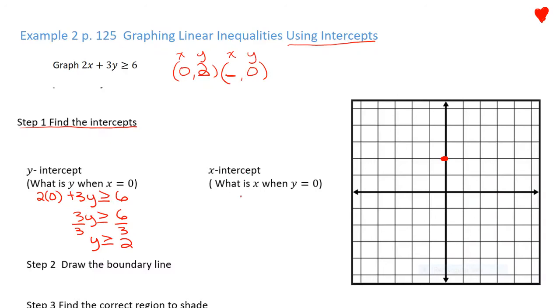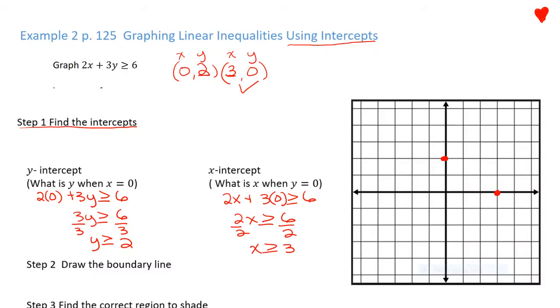So to find the x-intercept, we say, what is x when y is 0? See, here's our y equals 0. So let's fill in our problem again. 2x plus 3 times 0, when y is 0, is greater than or equal to 6. So 2x is greater than or equal to 6. Divide both sides by 2 because we want our x by itself. So x is greater than or equal to 3. So our x-intercept is going to be 3. So let's go ahead and mark that down. 3, 0. And there it is.